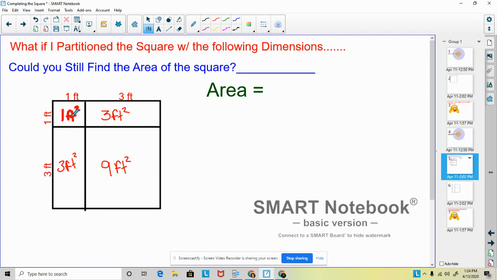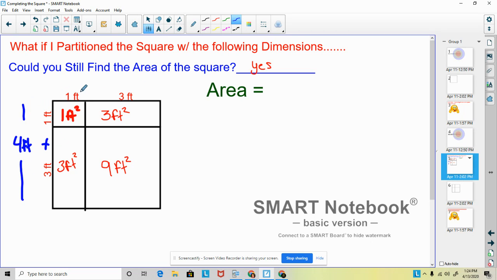So if you look, you got the area of each of the different partitions. But could I still find the area of this whole entire square right here? And the answer is yes, even with the partitions there. The only thing you'll have to do is one of two things. Okay, so first of all, if I wanted to find the length of this whole entire side, I would have to add 3 feet plus 1 feet, which will give me 4 feet. So the length of this whole entire side is 4 feet.